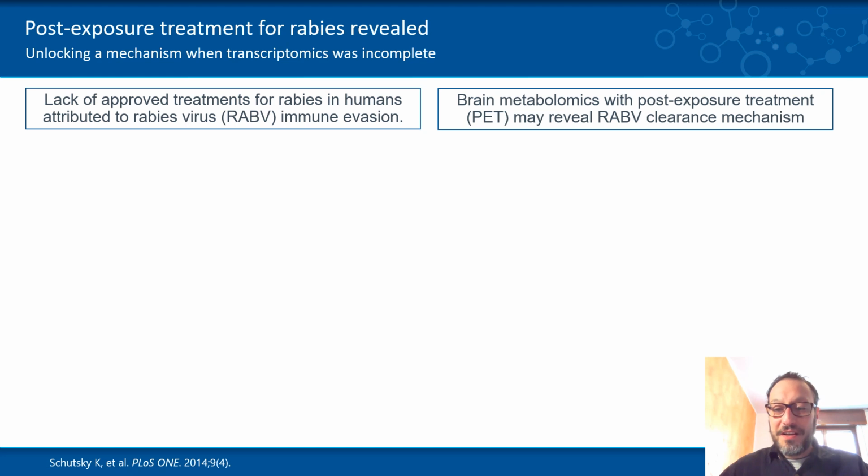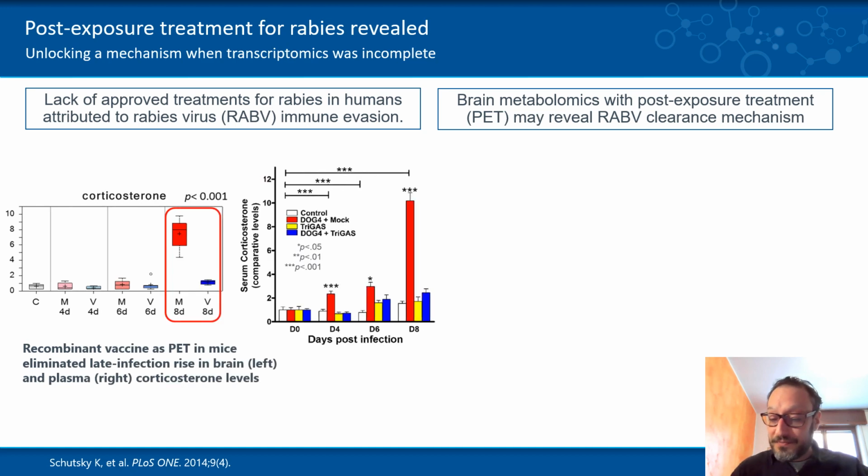So, as I was saying, the case study I was keen to present actually resulted in a publication that was published in the journal PLOS ONE in 2014 called Limited Brain Metabolism Changes Differentiate Between the Progression and Clearance of the Rabies Virus. In this study, the metabolic profiles of the central nervous system were examined from rabies-infected mice that were either mock-treated or received post-exposure treatment with a single dose of the live recombinant rabies vaccine, Trigas.